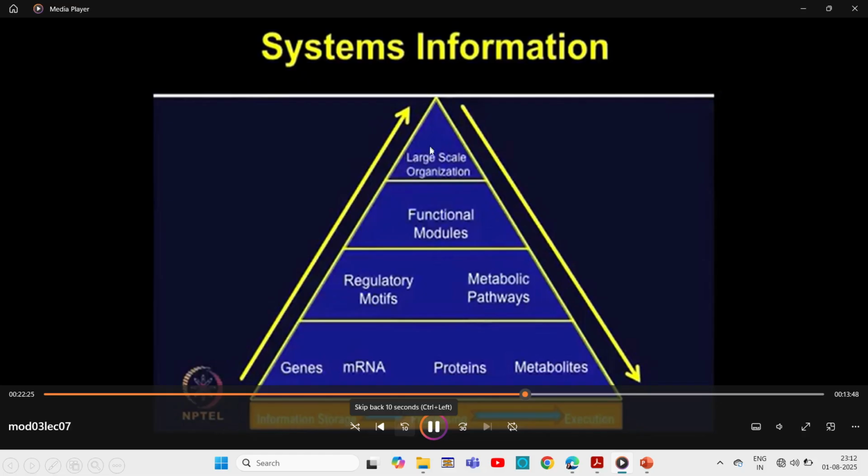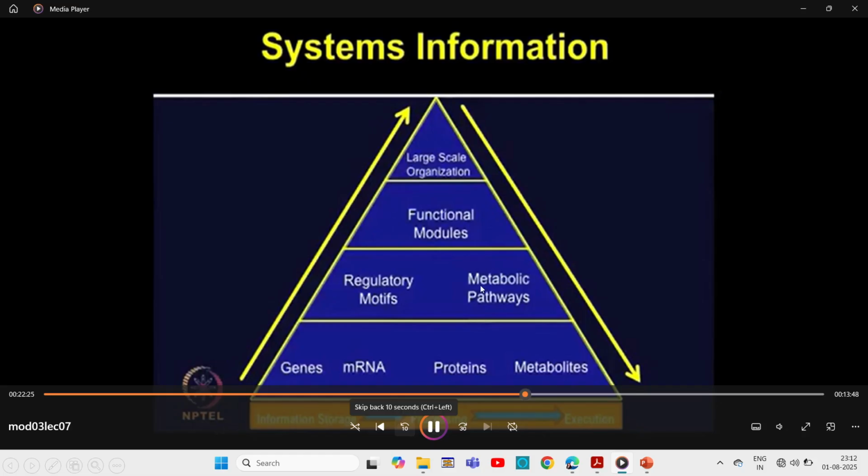For example, you can relate it in a different way. The large scale is our whole system itself. Functional modules are different organs. Each and every organ has different organelles in it, and each and every organelle has all of these components inside it. Or else you can just take the cell itself. Inside the cell, there are different organelles.